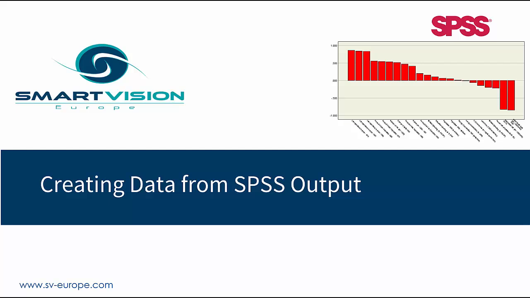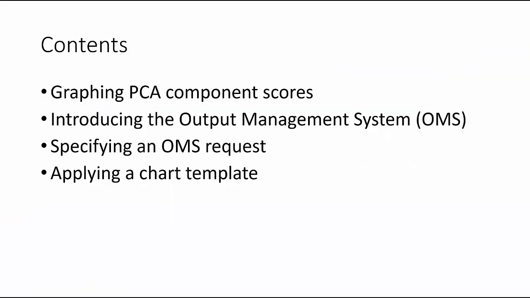Hi, in this video we're going to be looking at how you can create data from SPSS output using the SPSS output management system. To start off, we're going to run a principal component analysis in SPSS to create some PCA component scores as part of the output in the SPSS viewer. And I'll just show you how you can manually graph those scores within the output viewer before we introduce the concept of the output management system.